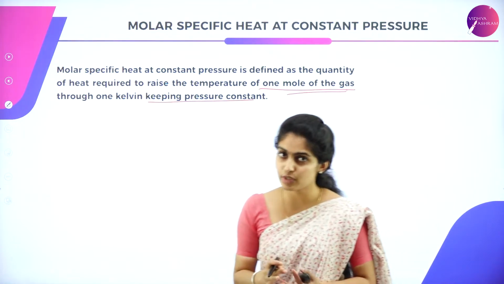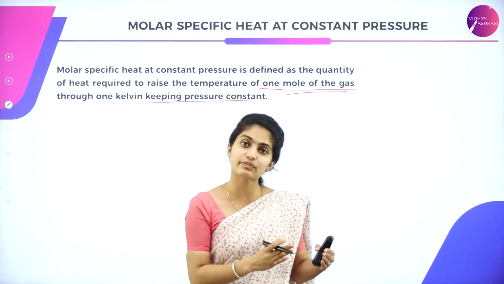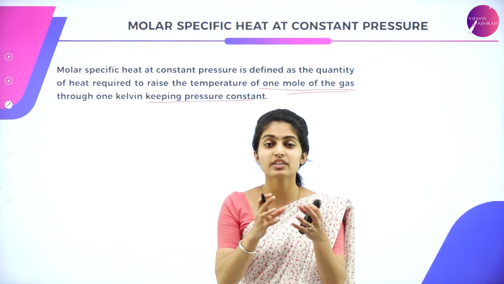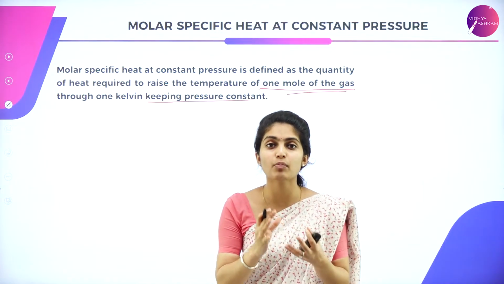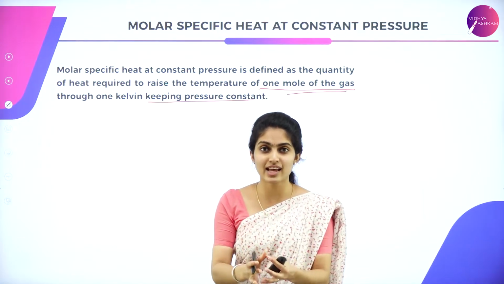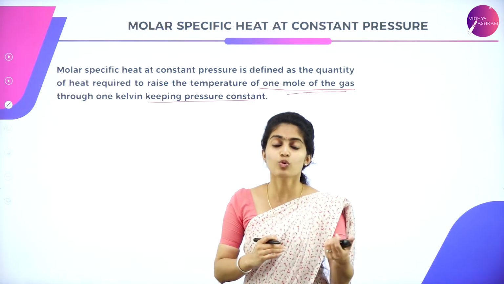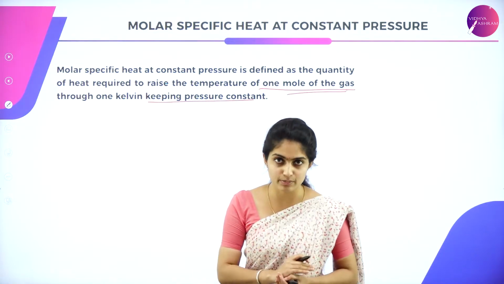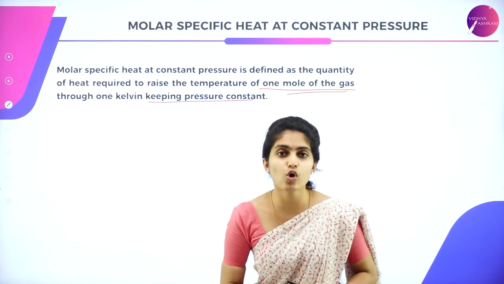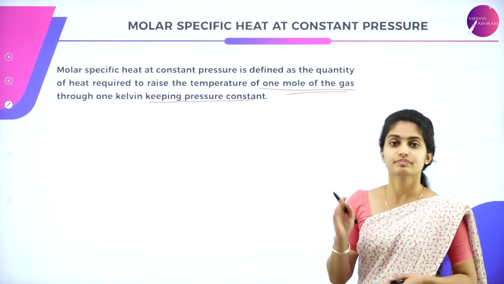So at constant pressure, what is the molar specific heat? Why do we call it molar specific heat? Because the gas sample we are using is just 1 mole of a gas. So here 1 mole of a gas is taken as a sample, and a certain amount of heat is supplied to raise its temperature through 1 Kelvin at constant pressure. That is said to be molar specific heat at constant pressure.